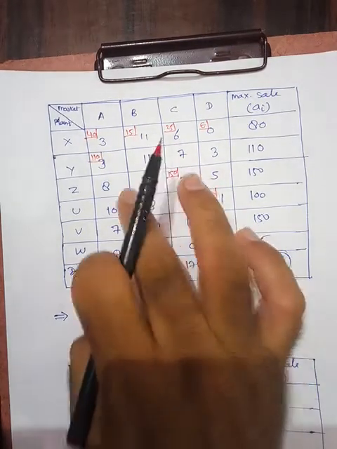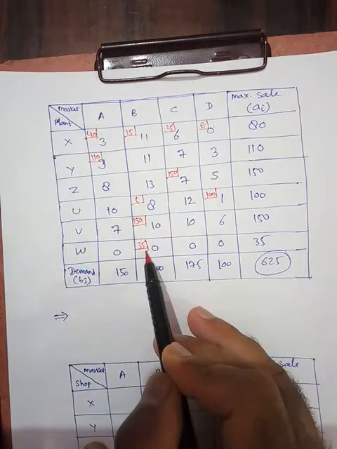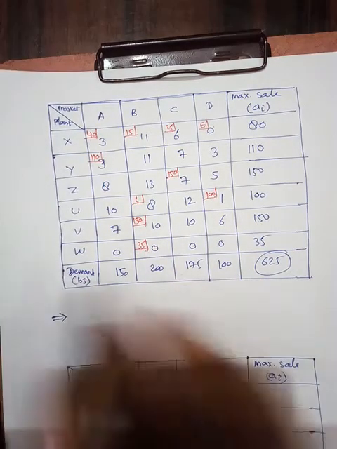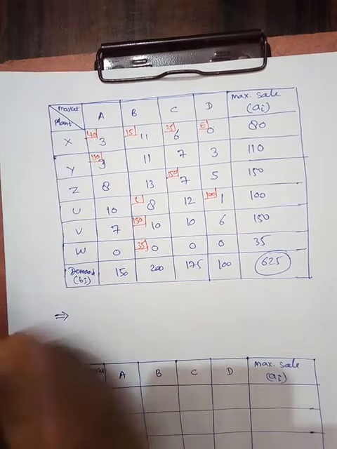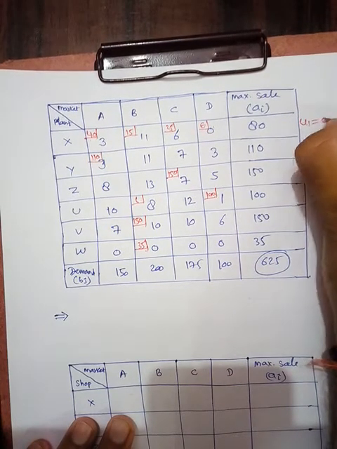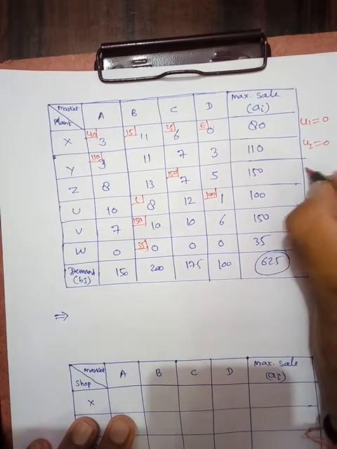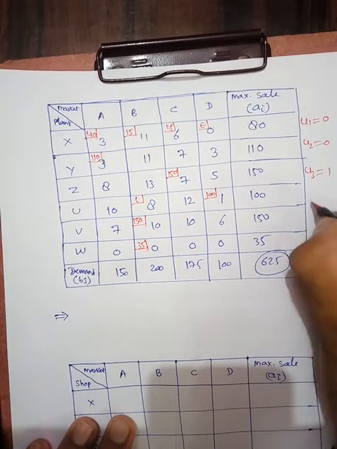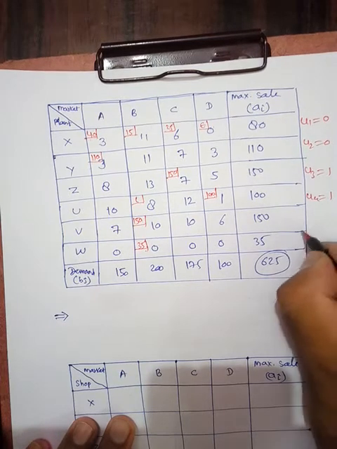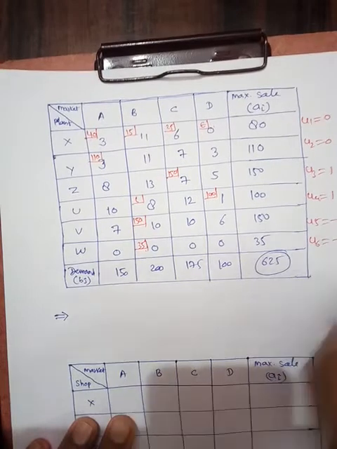How many allocations? You have forgotten this. 1, 2, 3, 4, 5, 6, 7, 8, 9. So 9 allocations are there. Fine. So now again apply the UV test. So here U1 is 0 because here 4. Then U2 will be 0. U3 will be 1. U4 will be 1. U5 will be -1. U6 will be -11.